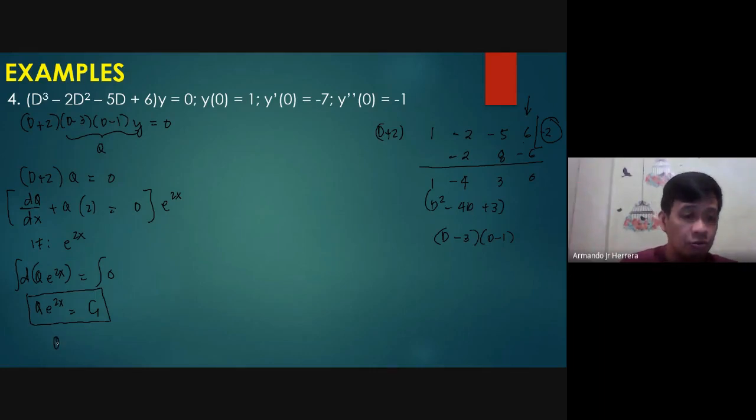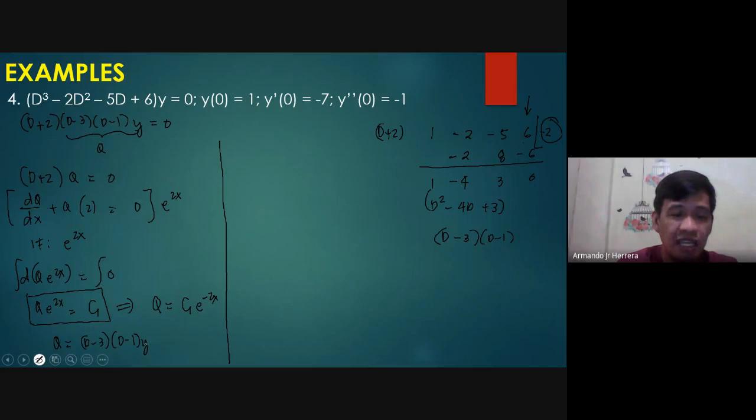But q, so we let q be equal to d minus 3 and d minus 1 y. So substituting it back, by the way, you just need to multiply this by e to the negative 2x first. So magkakaroon tayo ng q equals c1 e to the minus 2x. But then again, q is d minus 3, d minus 1 y.